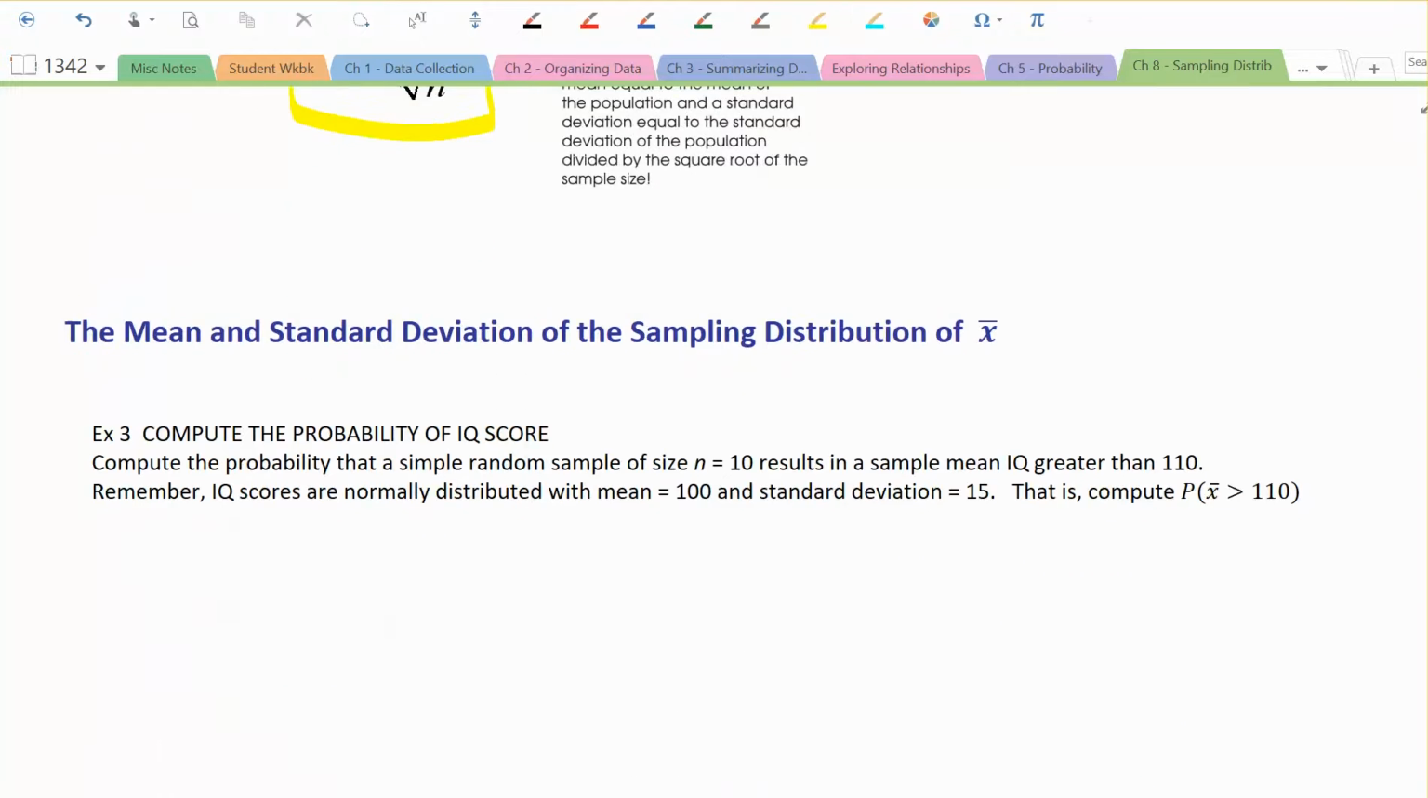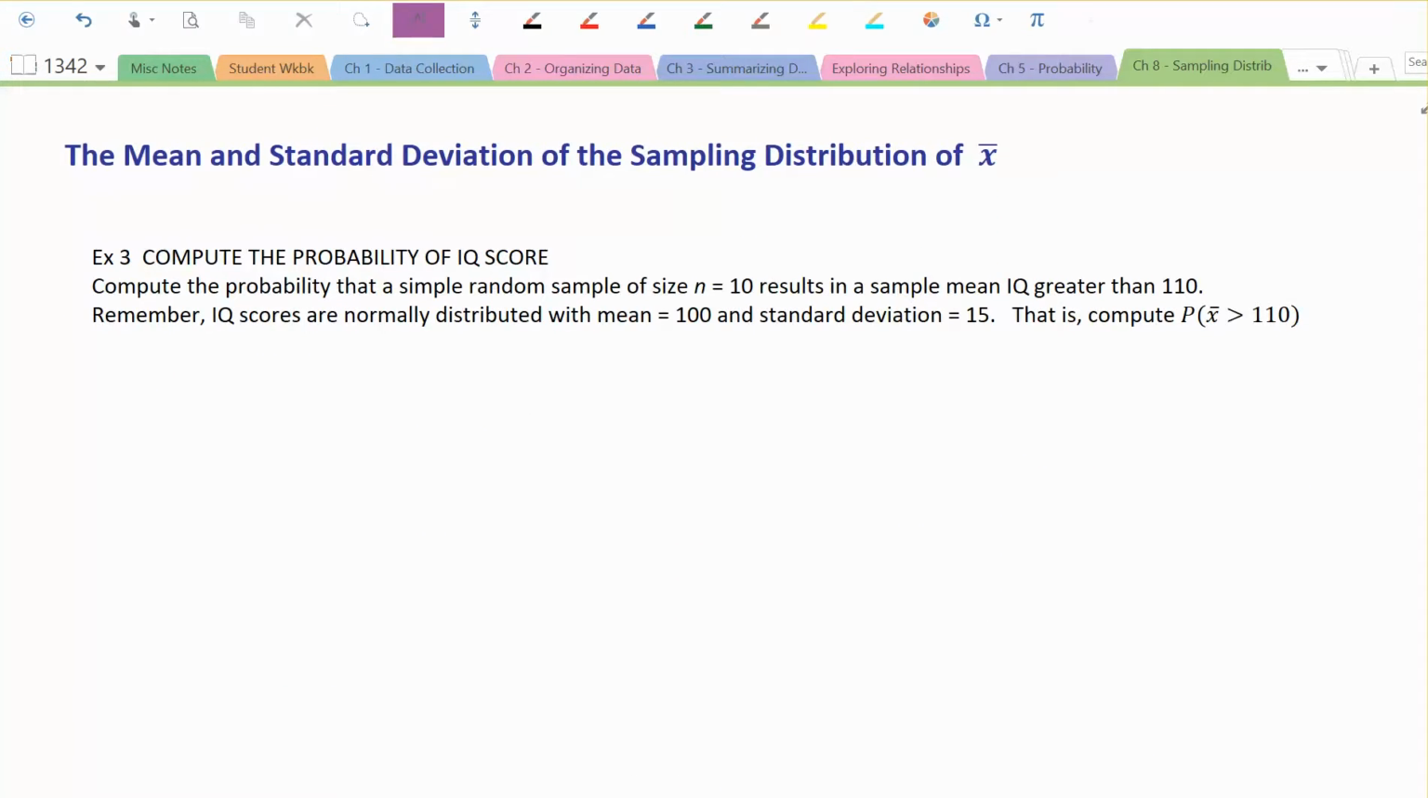So let's look at an example where we're going to be applying that concept. For this example, we want to compute the probability that in a simple random sample of size n equals 10, the sample mean IQ is greater than 110. In other words, if I were to take a sample of 10 people, then the sample mean that I'm looking at, the average of those 10 IQ scores, would be greater than 110. That's technically what we're talking about.